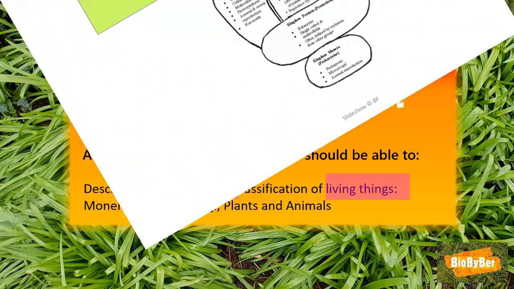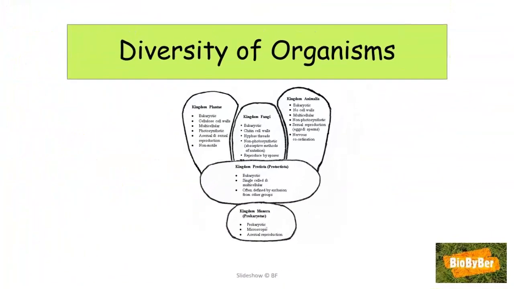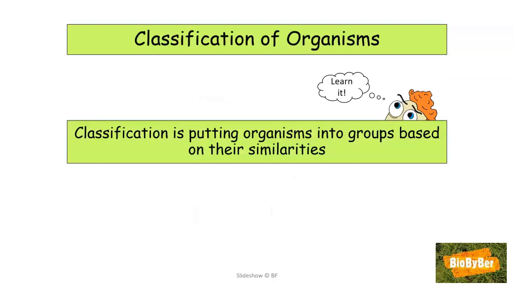Let's look at the diversity of organisms. Diversity refers to the vast variety of living things on the planet. It really refers to the variety of life, or the variety of species in the world. Such a diversity of organisms really needs to be organised, rather like a librarian who has to organise the vast variety of books in their library.